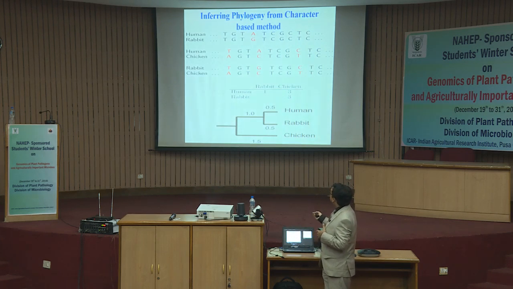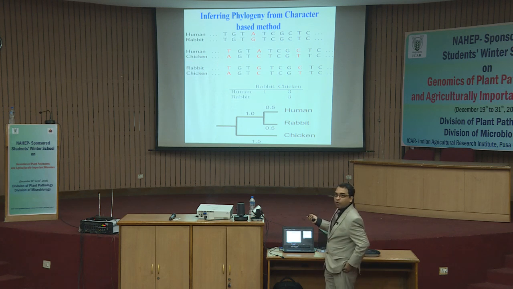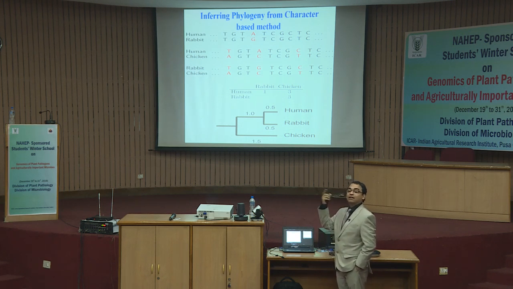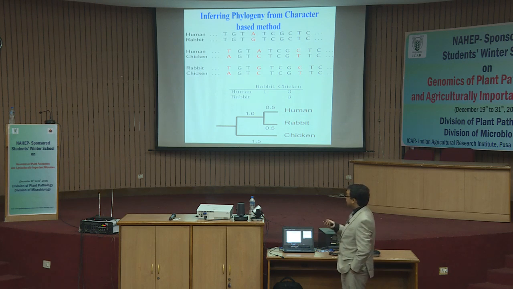So, this character based method, just one example of how the software actually does it. For example, I want to analyze human, rabbit and chicken. So, 1 mutation, 2 mutations, 3 like that. It generates a score between human and rabbit of 1, between human and chicken 3, and between rabbit and chicken again 3. 3 mutations, 3 score. I am telling it very simply; it is not like that, the software tells so many things, but for your understanding I am telling it very easily. So, that way the score will be created.